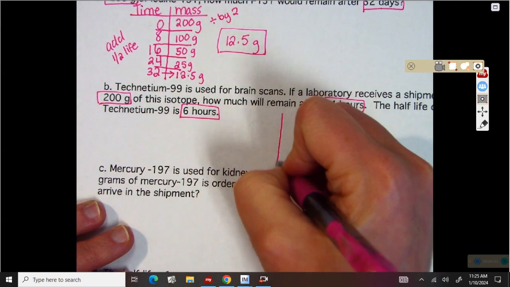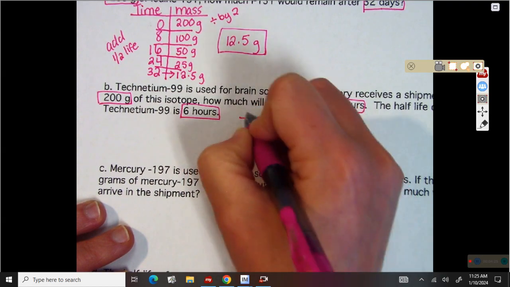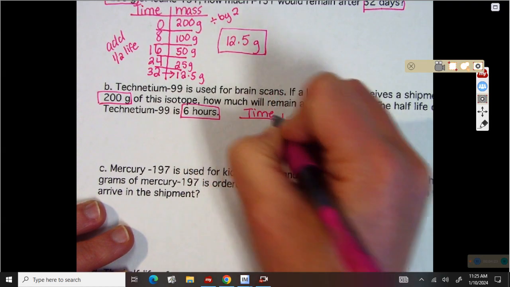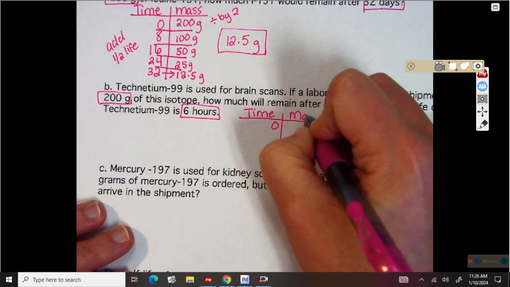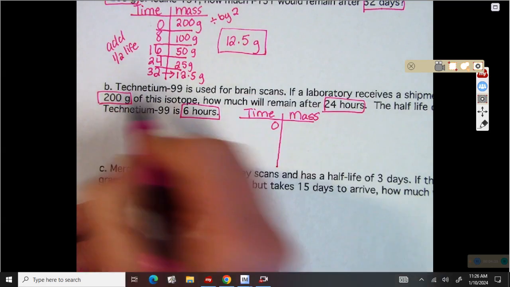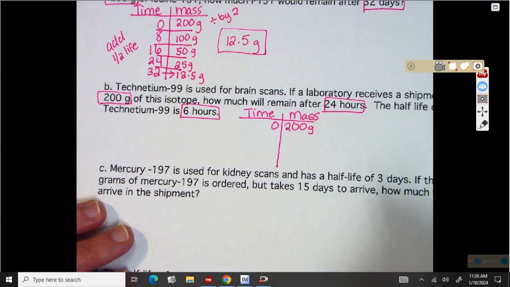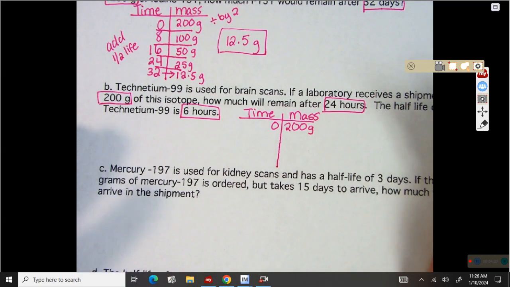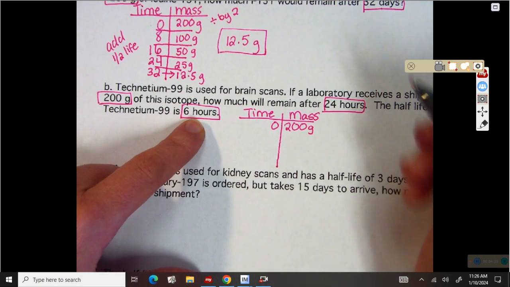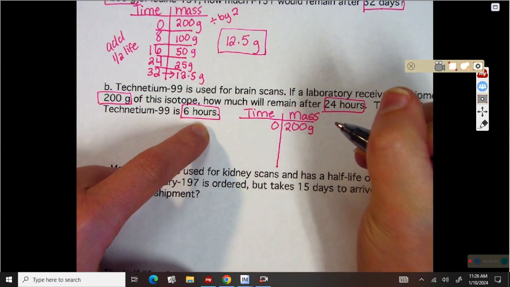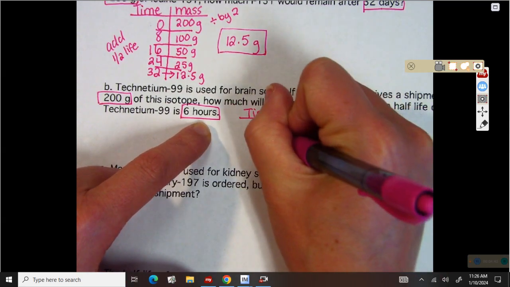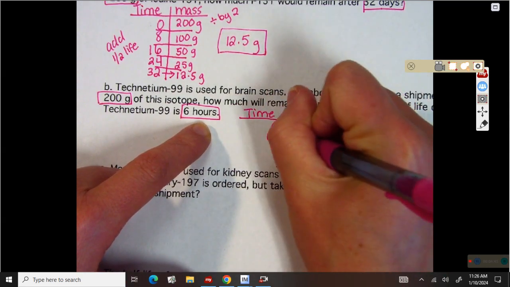But we're going to draw our T-chart right here. Time is going to be on the left. We always start at time 0. Mass will be on the right. Our starting mass is 200 grams. We want to know what our ending mass will be after 24 hours. Well, how do we do that? Our half-life is 6 hours. We're going to add our half-life because we know that after every 6 hours, half of it decays.